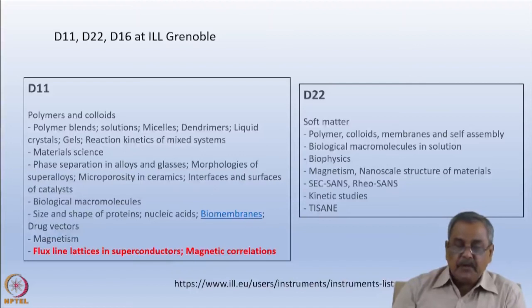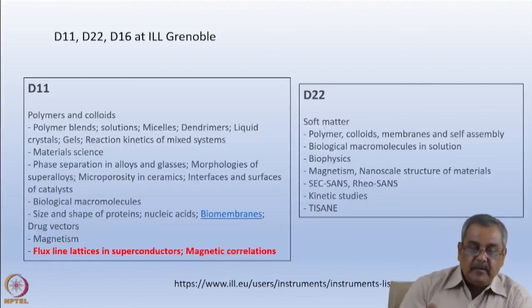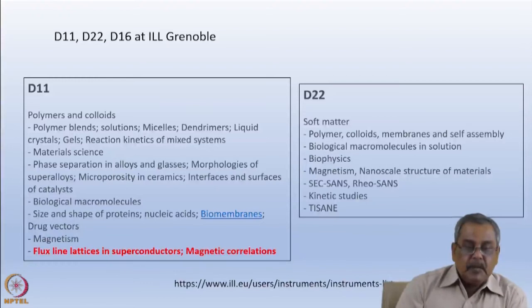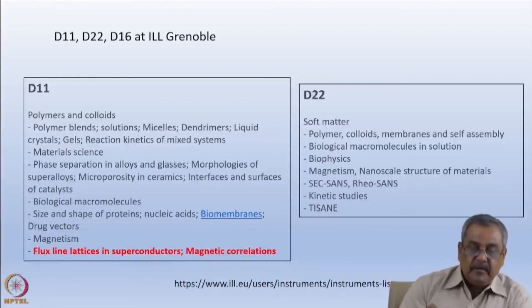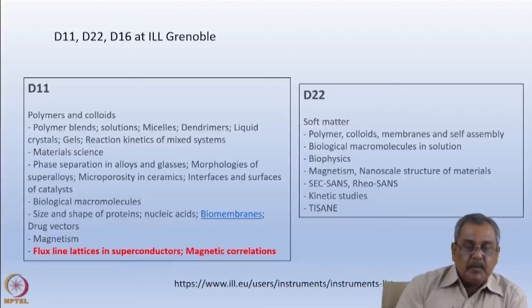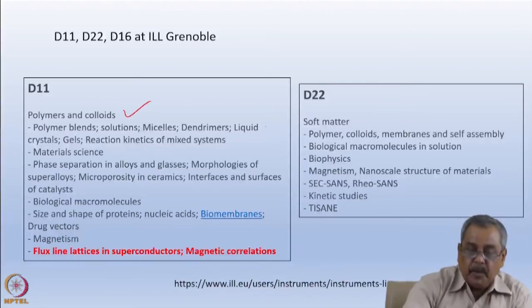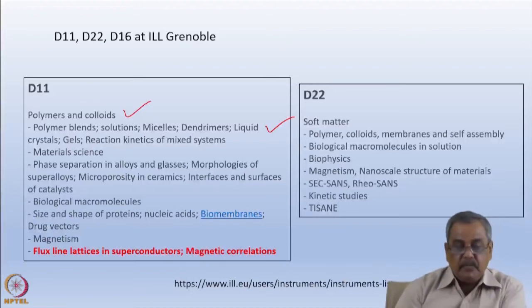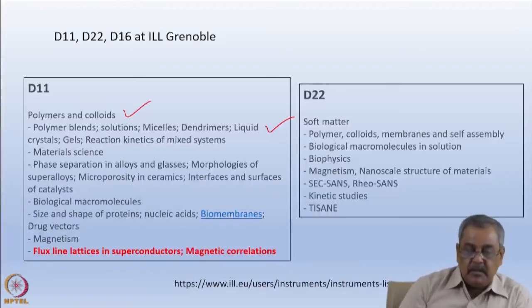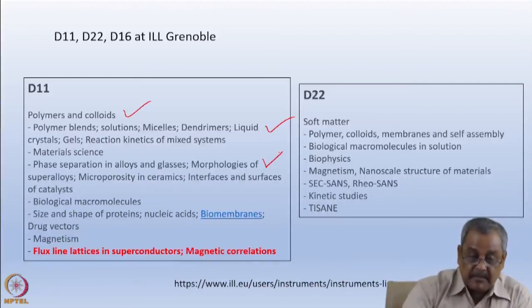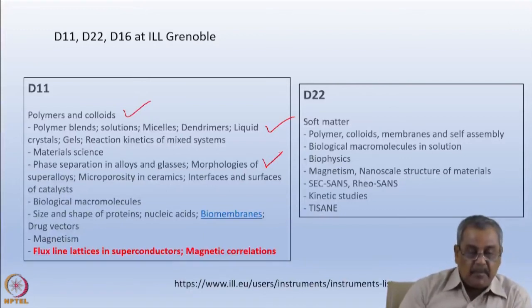Similarly, if I talk about the high flux research reactor at ILL Grenoble, there are D11, D22, and D16, and there are more. I just chose these. They are small angle neutron machines, and you can study polymers and colloids. I gave you examples on polymers, polymer blends, micelles, dendrimers. I showed you the dendrimers used with rigid spacer based Gemini surfactants. Phase separations in alloys and glasses. I didn't show an example of that. Superalloys, biological macromolecules.